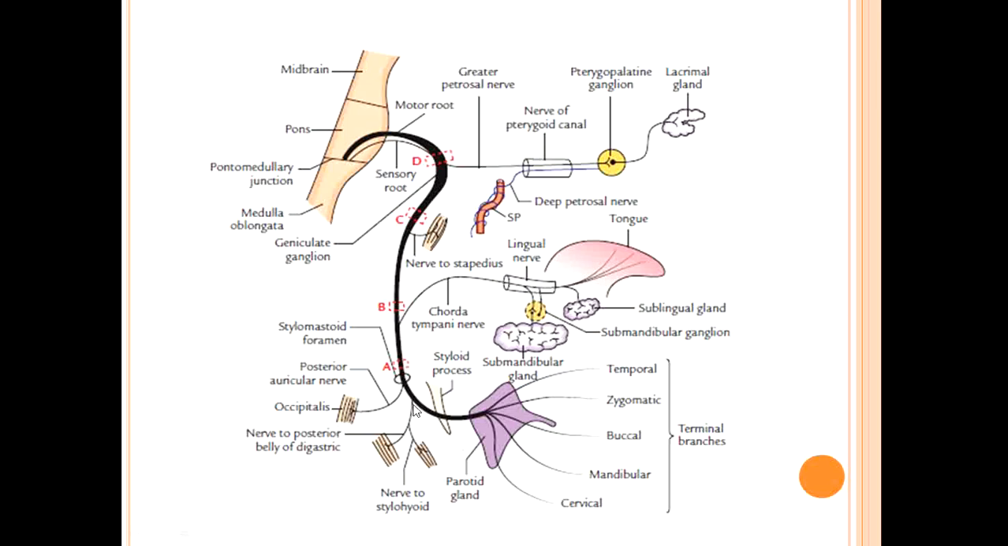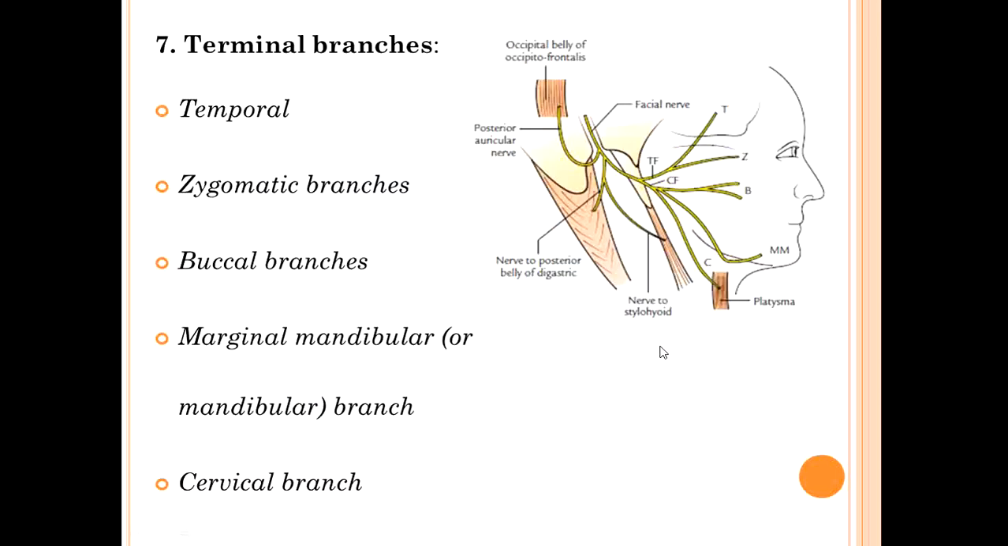Okay, you can see here occipitofrontalis. Okay, occipital belly of occipitofrontalis, then nerve to posterior belly of digastric and nerve to stylohyoid. Okay, so this chorda tympani will arise from the intracranial component. Okay, and these are the 5 terminal branches.